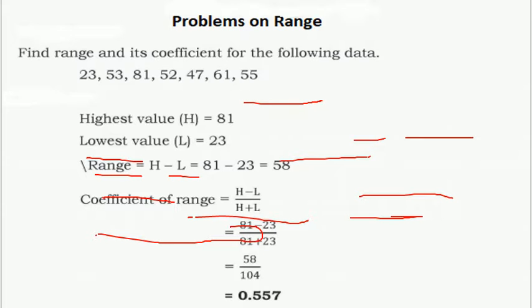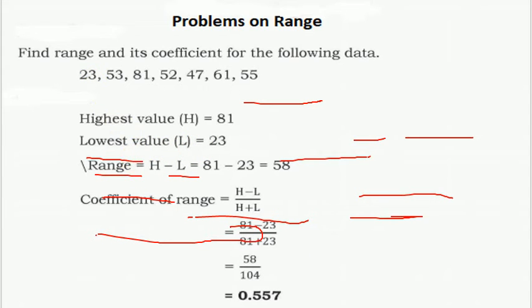Now here, first range, the problems on the range. Find the range and its coefficient for the following data. Some numbers are given: 23, 53, 81, 52, 47, 61, 55. The highest value in the observation is 81, and the lowest value L equals 23.